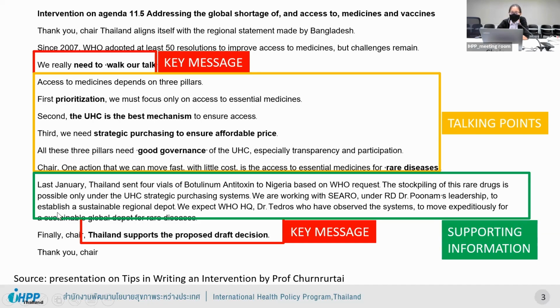That is, for example, the importance of the USC and how it has been implemented or works within the region. And then you may have another key message in case the agenda has a draft decision or resolution, stating whether Thailand supports the draft decision or resolution. So you can see that within this 200-word limit, we have only 2 key messages.